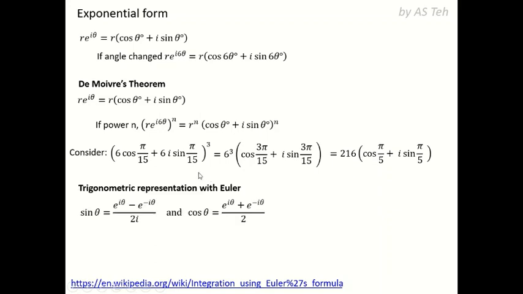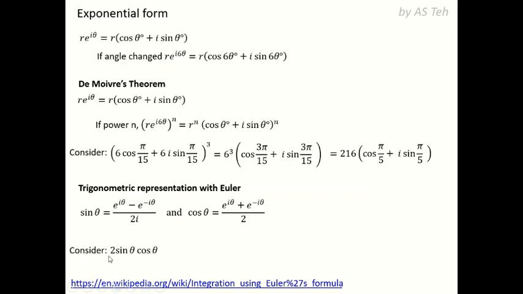Okay, there's also another concept where you have a trigonometric representation using Euler's. Looking at the equation e^(iθ) equals cos θ plus i sin θ, if I have it in this form, (e^(iθ) minus e^(-iθ)) over 2i, I will get sin θ. Same goes for this, where I have (e^(iθ) plus e^(-iθ)) over 2, I will get cos θ. And why is this important?